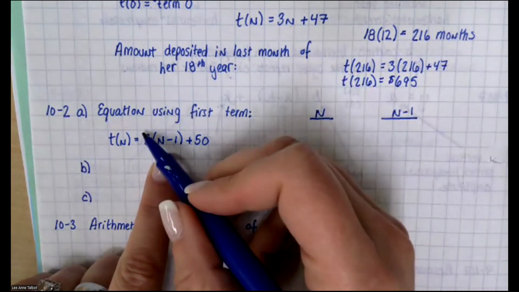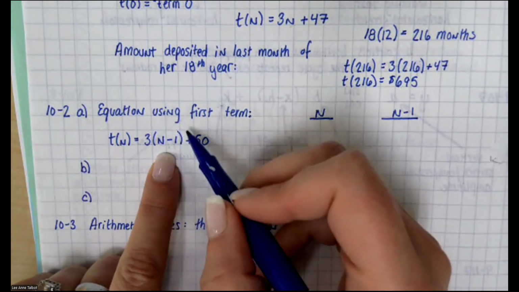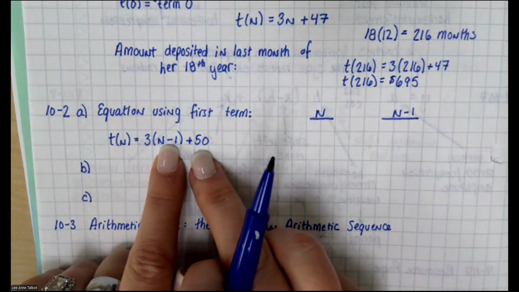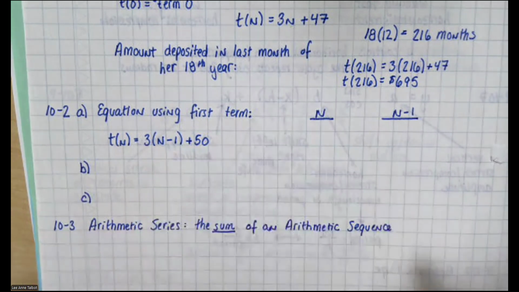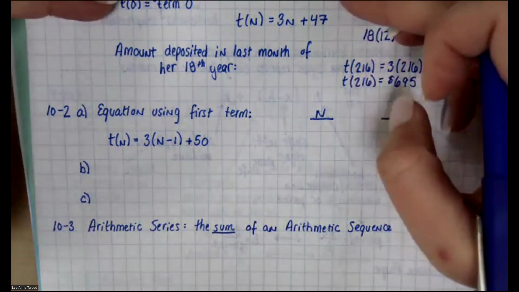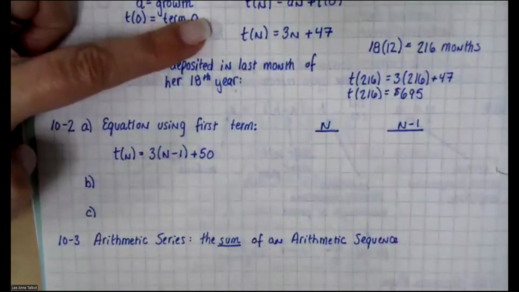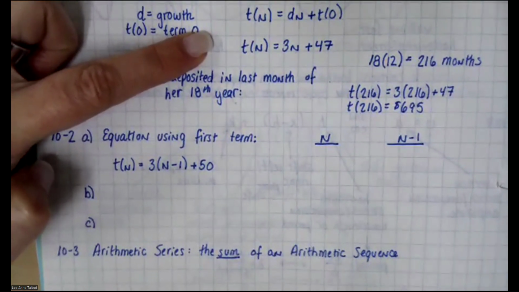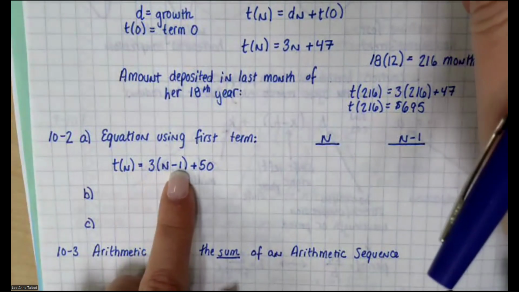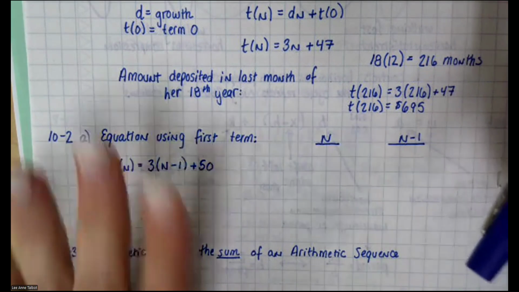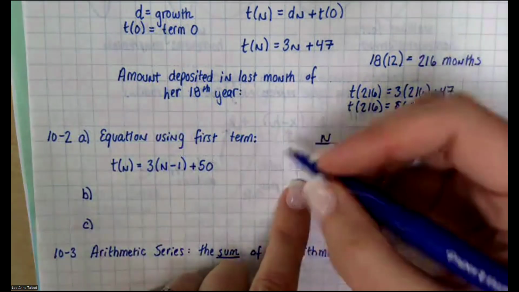Okay, so if I distribute, this is 3n minus 3. What's negative 3 plus 50? 47. Okay, this is called writing the equation in terms of term 0, like the one we did on Friday. And this is called writing the equation using the first term. Okay, they have their pros and cons.